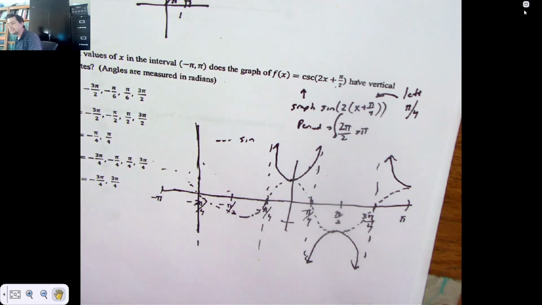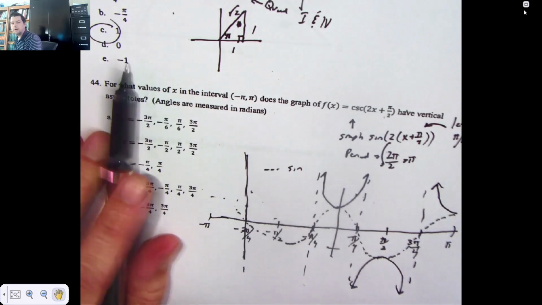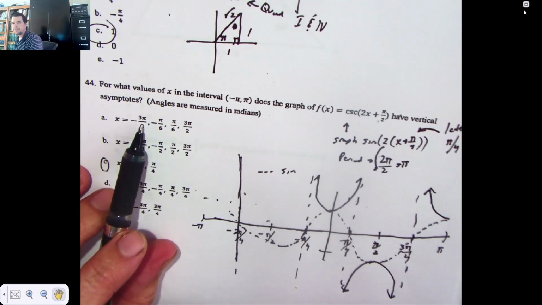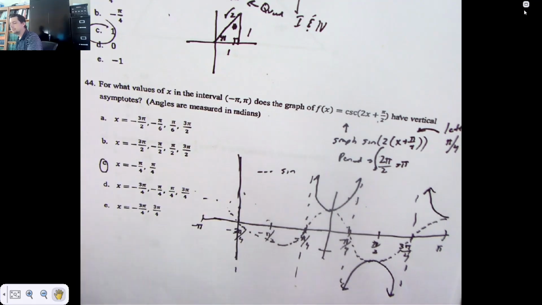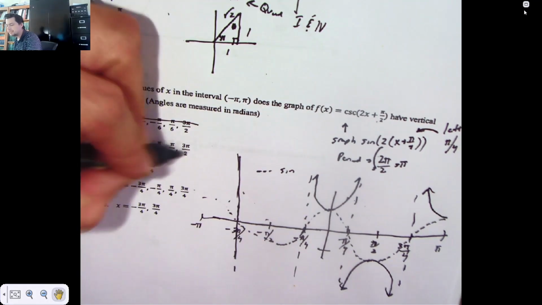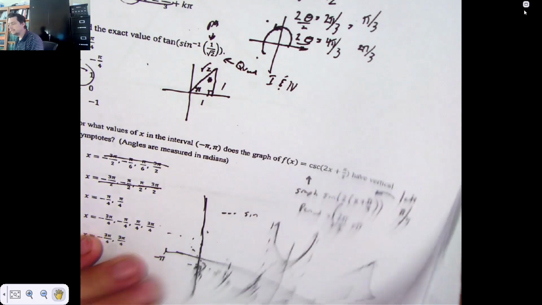Some of these don't even make sense. Like, what kind of moron, and please don't be that moron, picks that one? That's bigger than pi. Well, don't be that idiot. I want to say a name here, but I'm not going to. One of you would be that idiot.